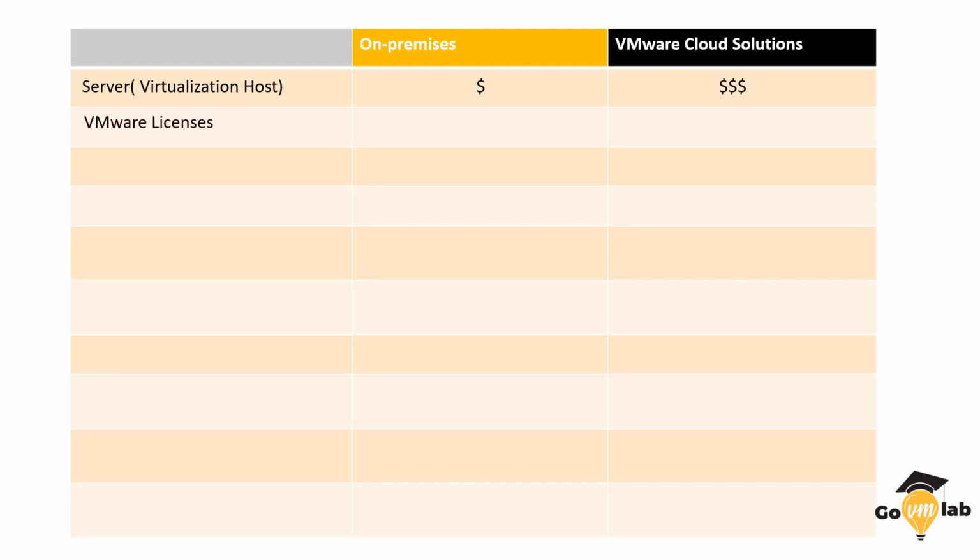VMware licenses. Now, if you are deploying a full-fledged VMware data center in your on-prem infrastructure, you might know that you have saved your cost on buying those servers, but you need to invest money in buying vSphere licenses, buying NSX licenses, buying vSAN licenses, and so forth. So that's where you are going to spend your entire budget on VMware licenses.